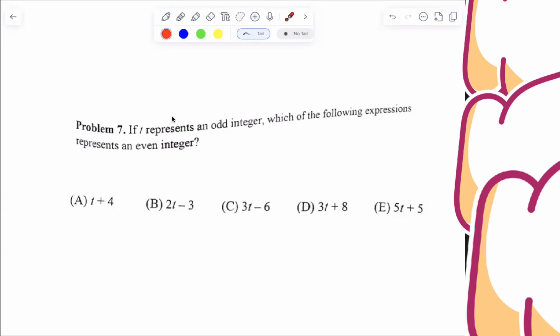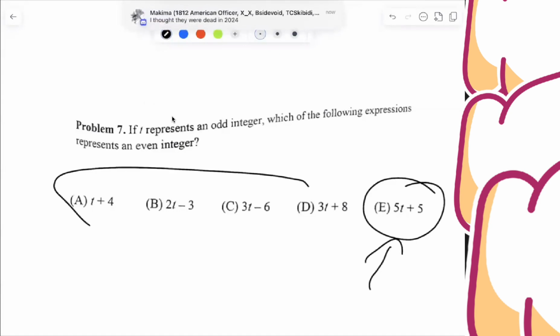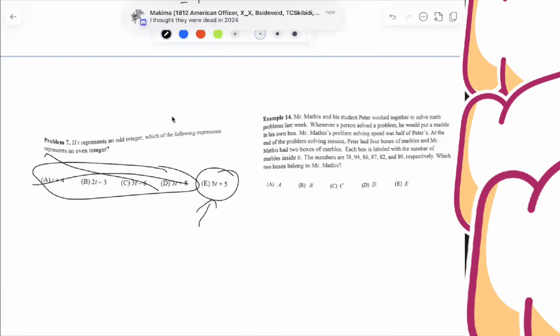Okay. It seems like now everyone pretty much got the question. Which of the following expresses an even integer? It's E. Why is it E? 5t is odd because 5 times odd is odd. Now odd times odd equals odd. Odd plus odd is even, so this is even. You can check the rest are not right because they give an odd integer. So the answer is E.